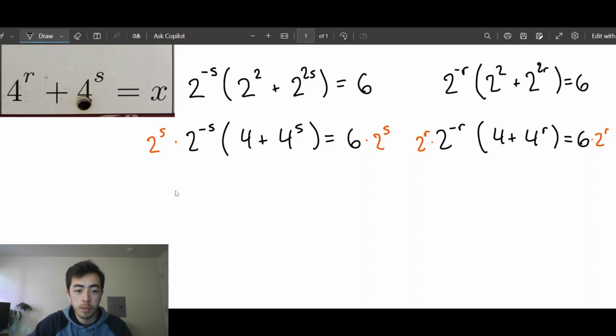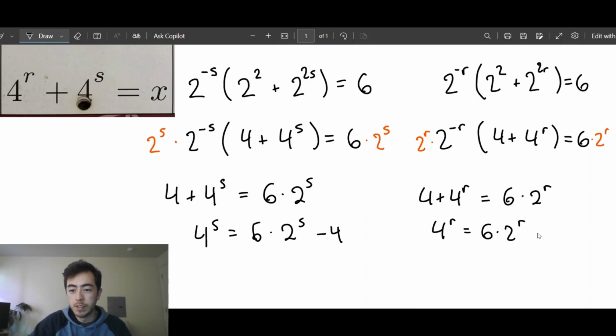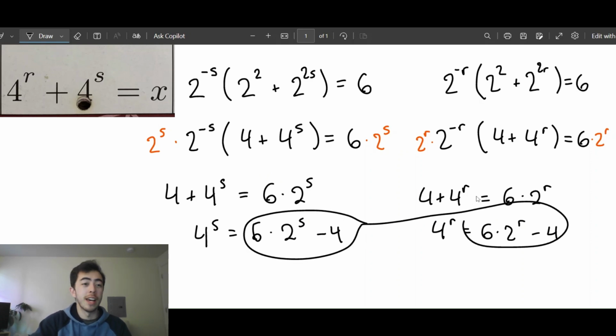All right, that tells me that 4 plus 4 to the s is 6 times 2 to the s, and 4 plus 4 to the r is equal to 6 times 2 to the r. I wanted to isolate these guys, so let's subtract 4 from both of these equations and see what happens. 4 to the s is equal to 6 times 2 to the s, minus 4. And then 4 to the r is equal to 6 times 2 to the r, minus 4. And supposedly when I add this and that, I should get x.